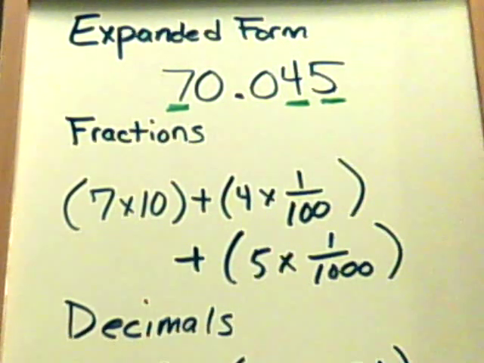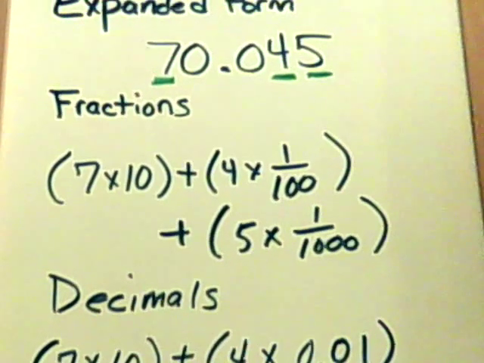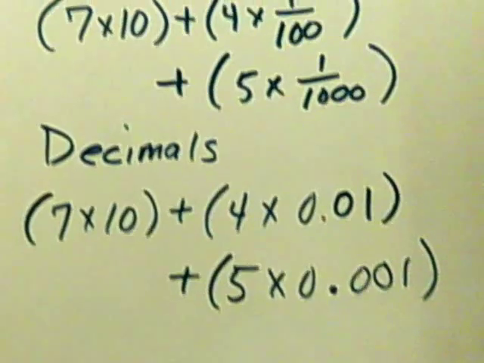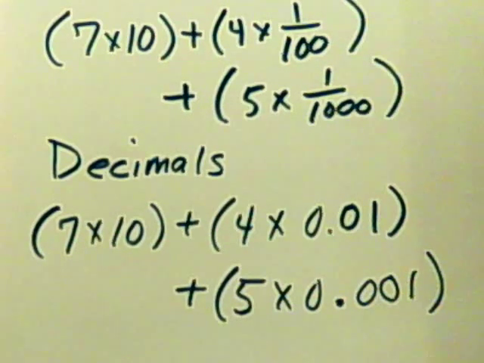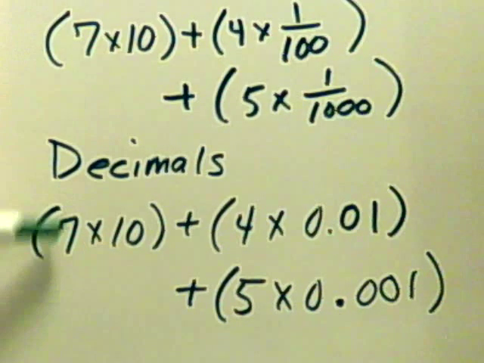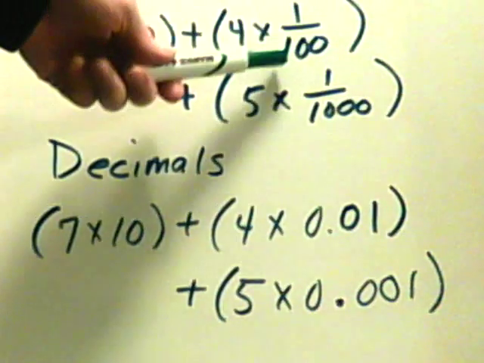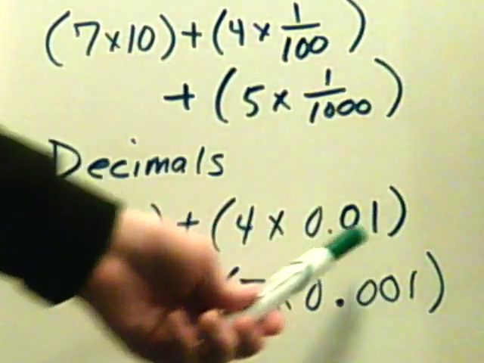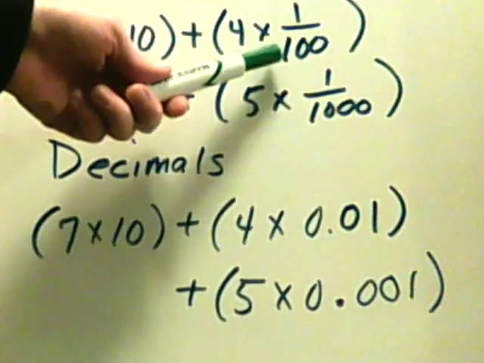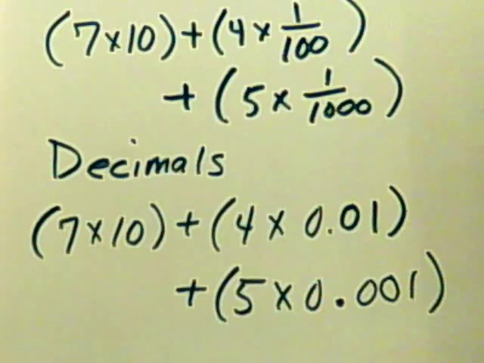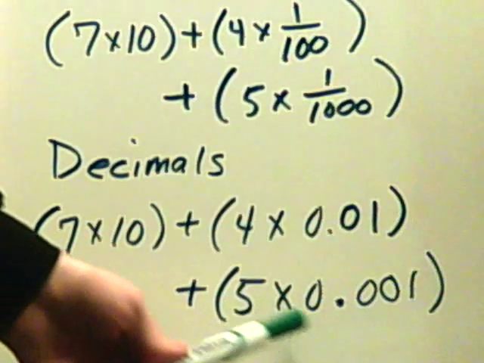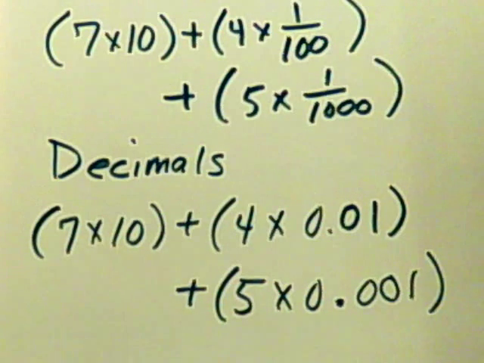Now at the bottom of the screen here, I did it again with decimals, 70.045. And notice if you compare these two, they're pretty much the same thing, except instead of 4 times 1 over 100, we have 4 times 0.01, which is read as 1 hundredth, which is the same as this, 1 over 100. And this, on the other hand, is 5 times 1 over 1,000. So they're the same thing.